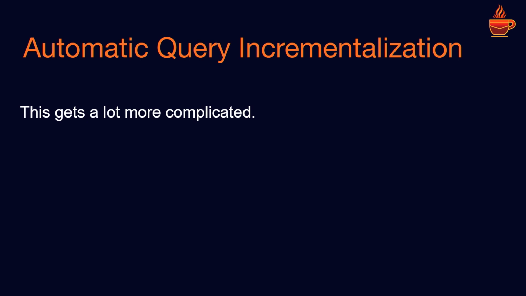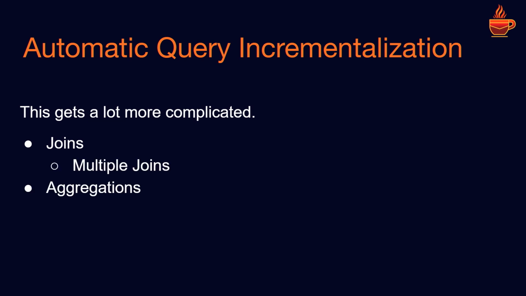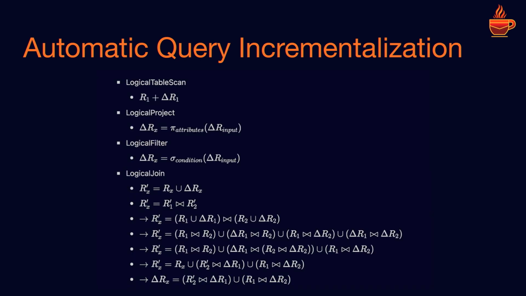However, as soon as the queries get any more complicated, you really start having to put in a lot of work. So you can start having to deal with joins, multiple joins, aggregations, filters, subqueries. All of this stuff, you need to figure out, how do I do the bookkeeping to make sure that everything is correct, right? So this is what some of the math for that looks like.